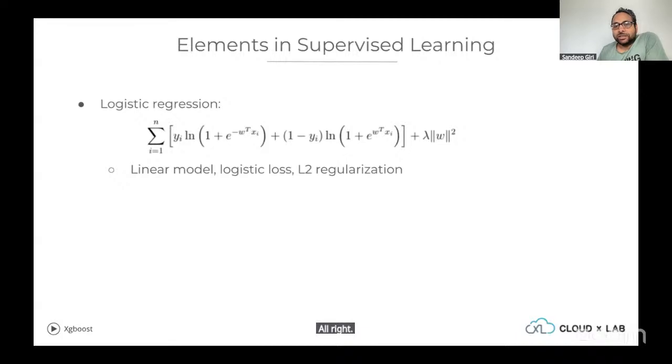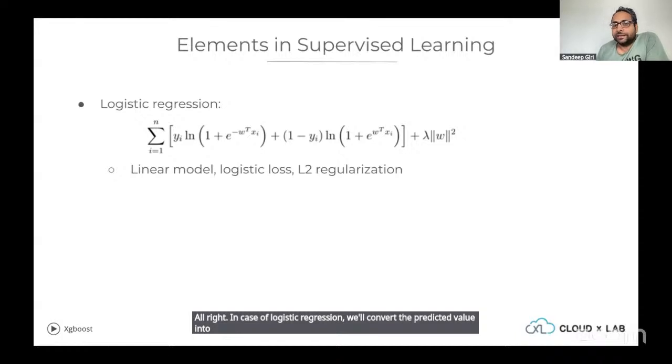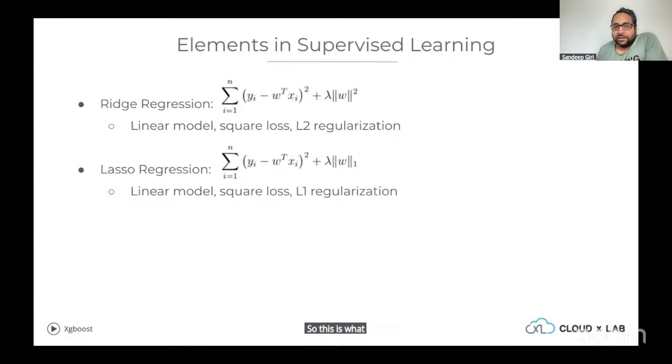In the case of logistic regression, we convert the predicted value with the sigmoid into a probability, take the log of it, multiply with y, and that's how it looks. So this is what it looks like in logistic regression.